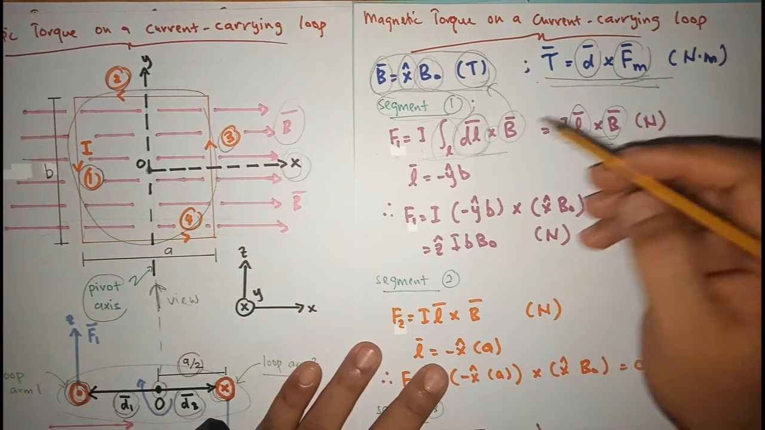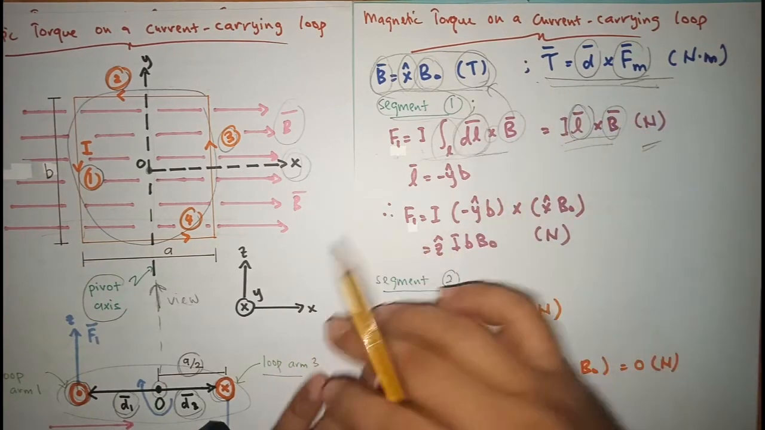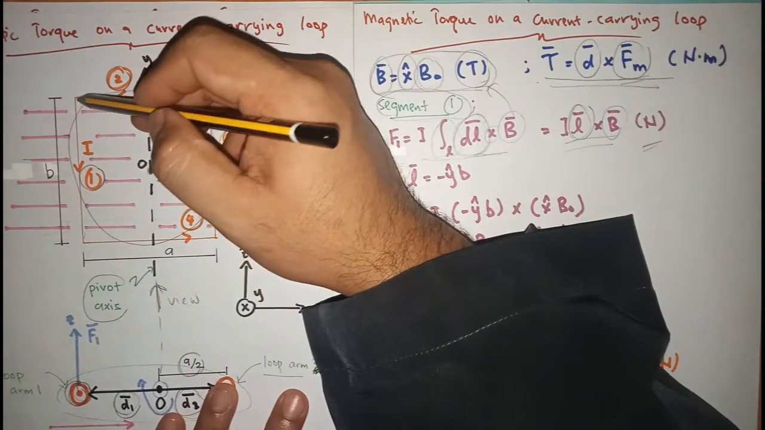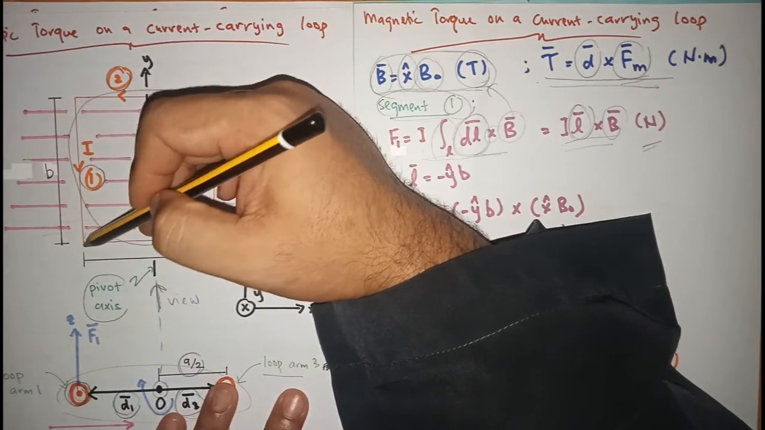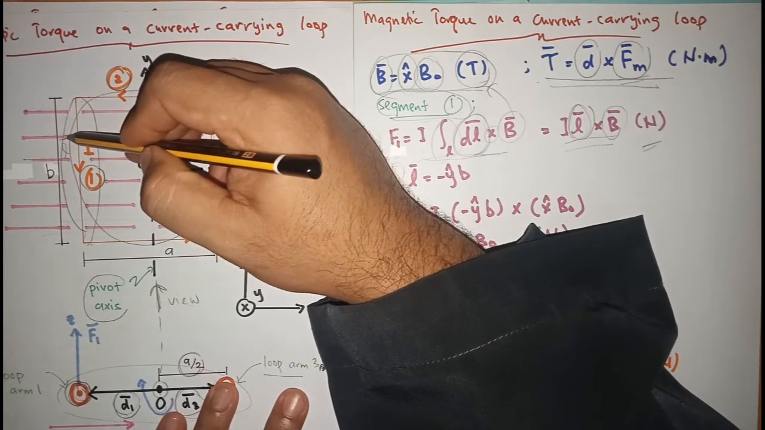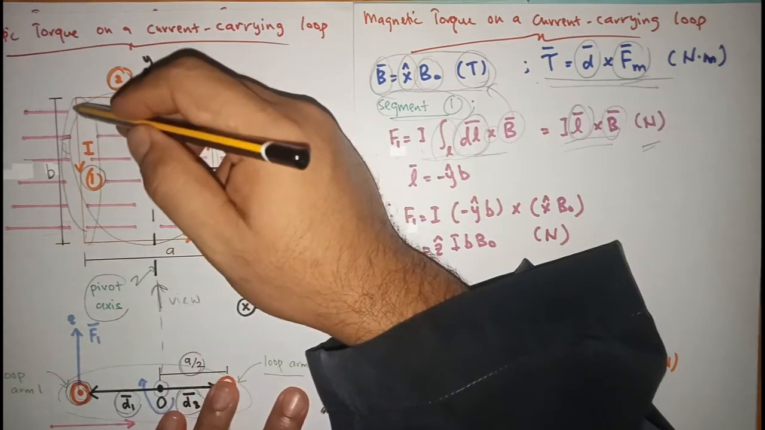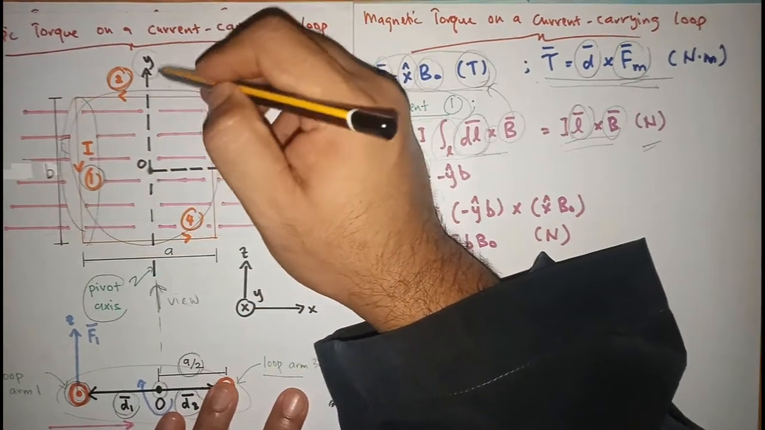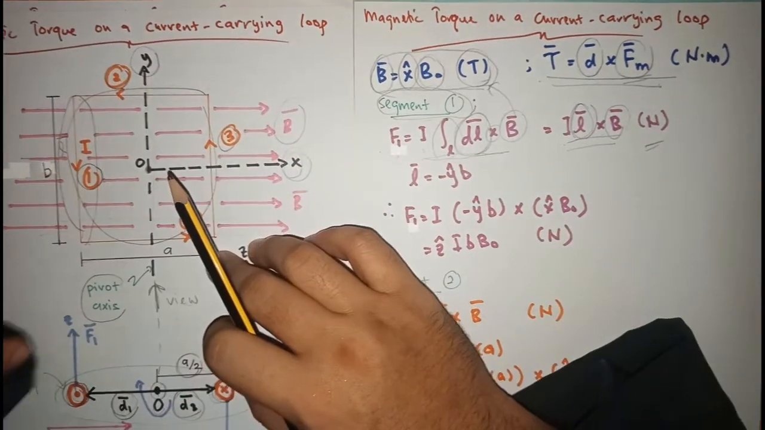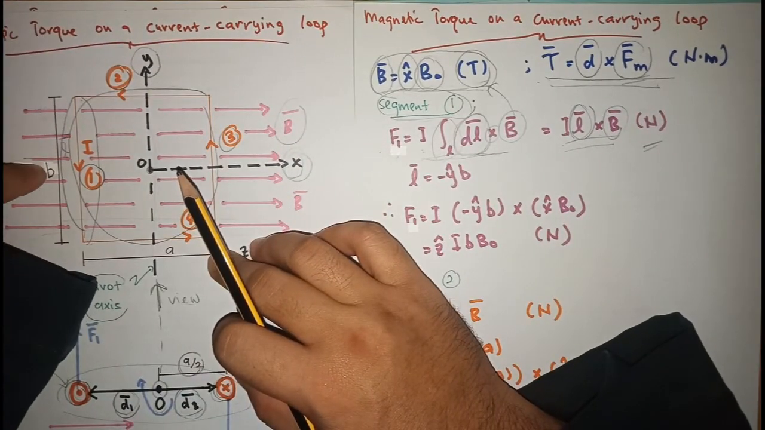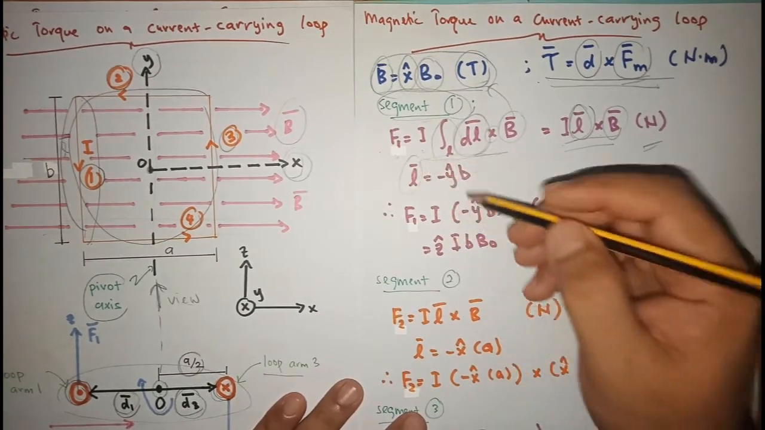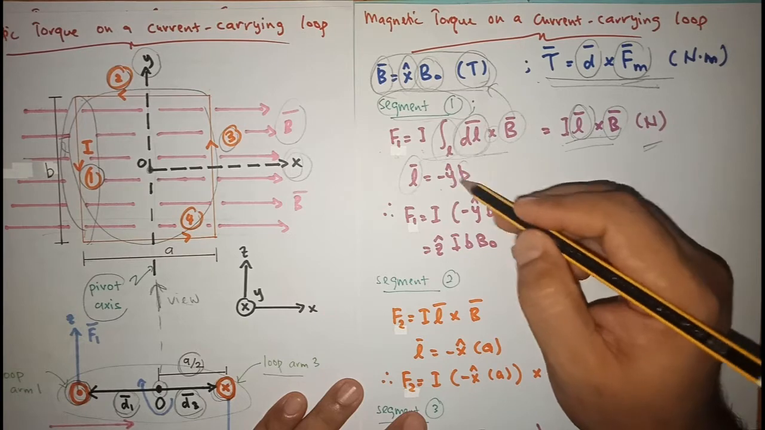Alright, so in order to determine the vector L, let's look at this first segment. The current travels from this point to this point, and this represents our vector L. Because the current moves in the minus y cap direction, and the amplitude of this length is equal to b, our general expression for the vector L is minus y cap multiplied by b.